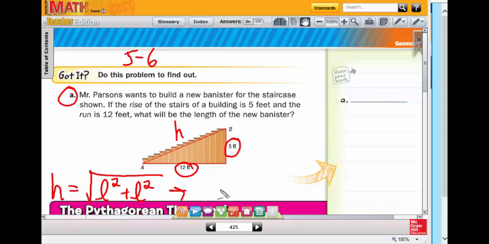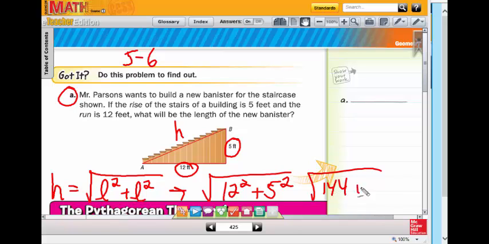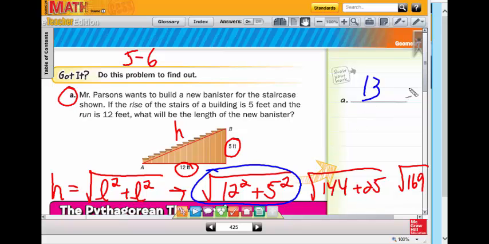So in this case, this is going to be the square root of 12 squared plus 5 squared. And that's going to be the square root of 144 plus 25, or the square root of 169. And again, if you just plug this into the calculator right from the start, you're going to see that we have a distance of 13, and we're dealing in feet, so our unit is feet. 13 feet for letter A.